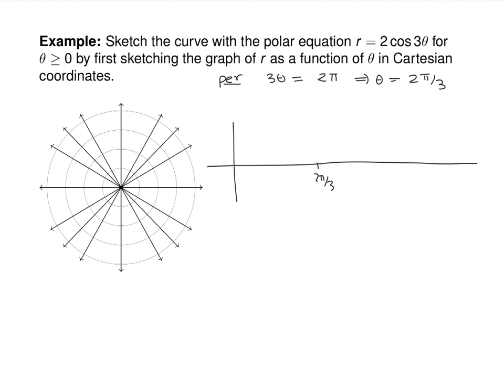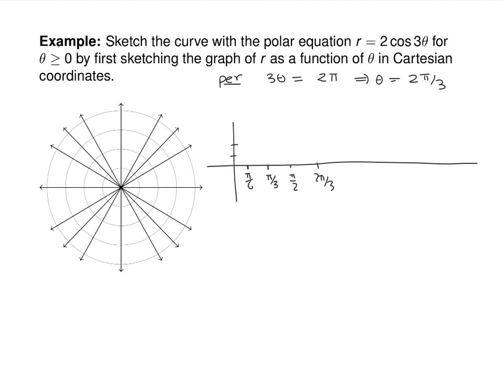To figure out what's happening to cosine there, divide that angle in half. Half of 2 pi thirds is pi thirds. Half of pi thirds is pi sixths. So there's 1/6. Pi thirds is 2/6. Here is 3/6. So 3 out of 6 is the same thing as pi out of 2.